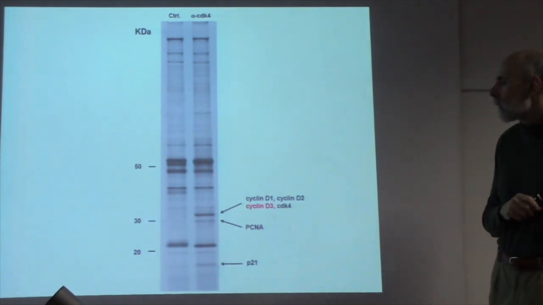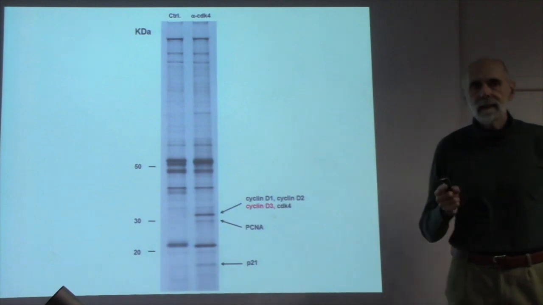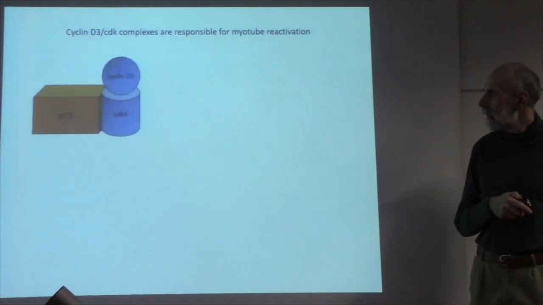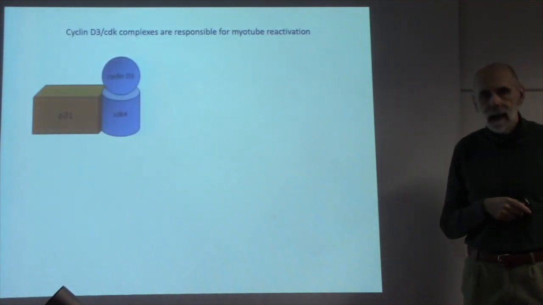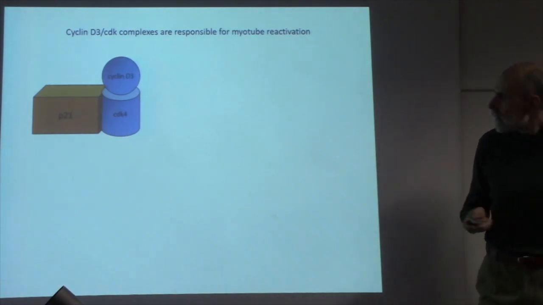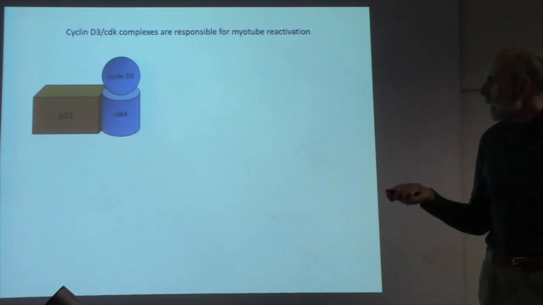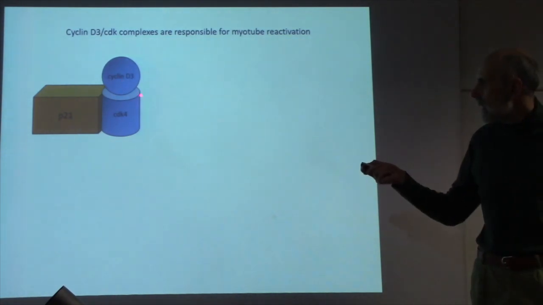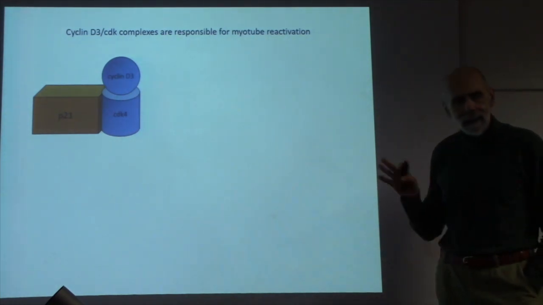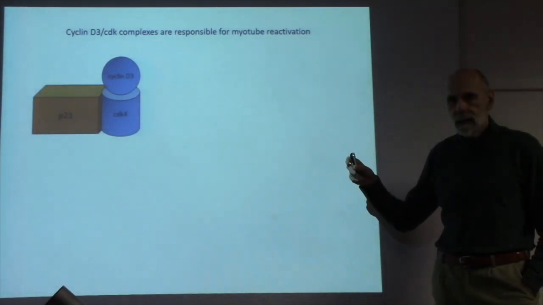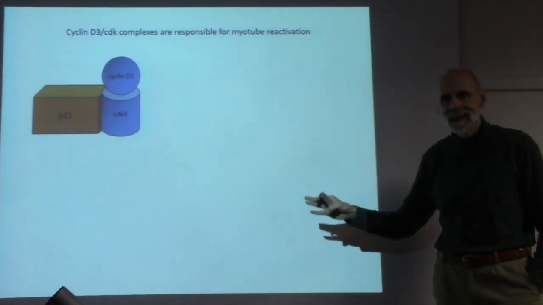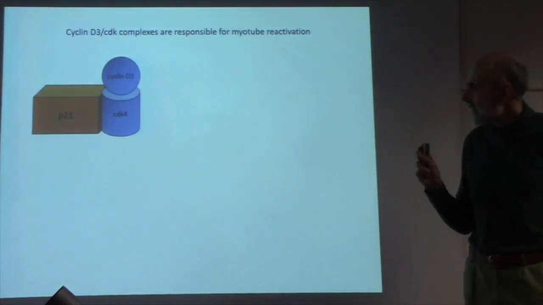So the authors remembered data in the literature saying that myotubes contain multi-protein complexes that, among other proteins, contain cyclin D3, CDK4, and P21. Now, the authors are devising a new model, so they don't even bother to draw the other proteins. They think they're irrelevant.